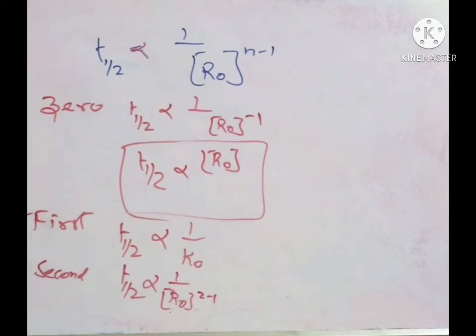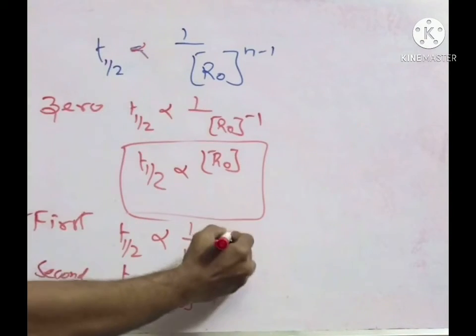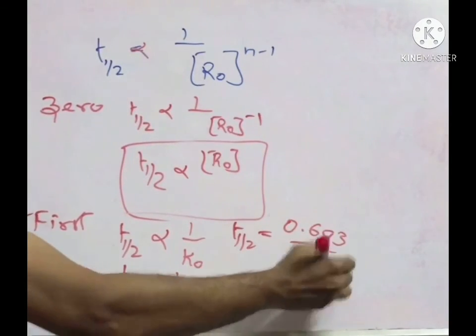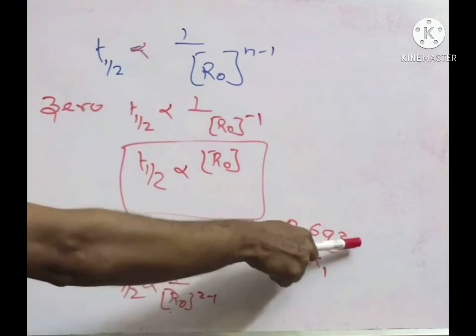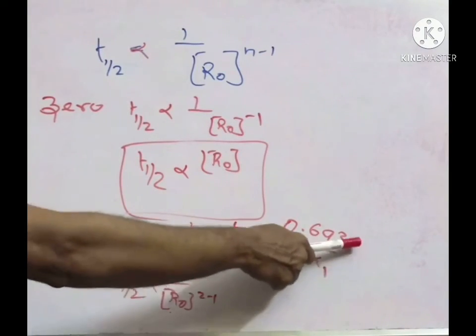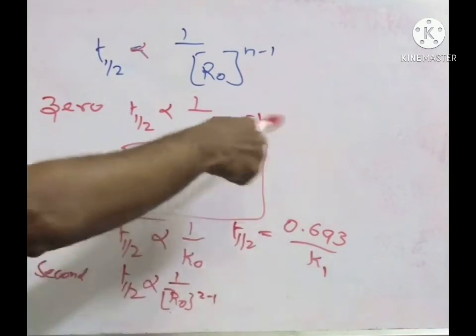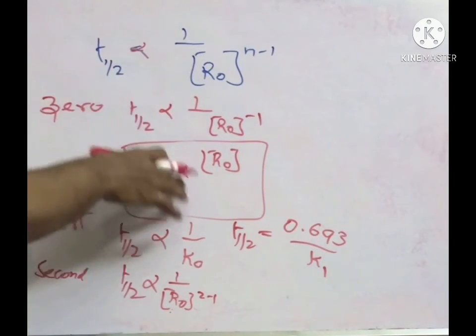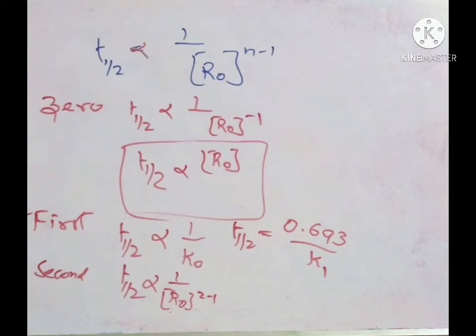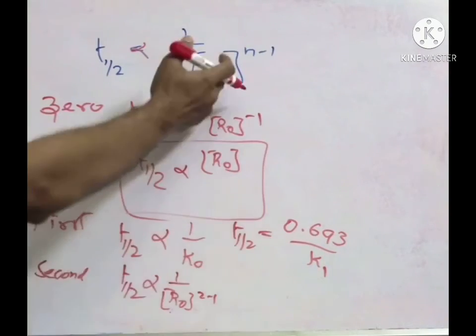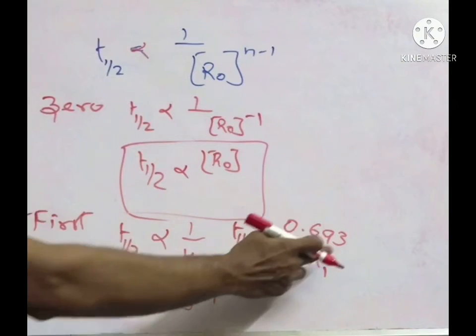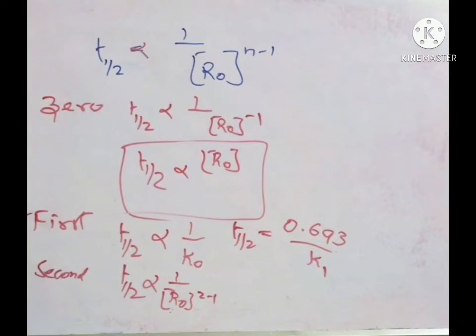The T1/2 for a first order reaction is 0.693 by K1. So it doesn't depend upon any reactant concentration. The 0.693 comes from the calculation with natural logarithm equations. This T1/2 can be obtained easily because in the rate equation, the time becomes T1/2 and the concentration becomes half of its initial concentration. Those numerical terms can be simplified and you will get 0.693 by K1. That is the T1/2 for a first order reaction.